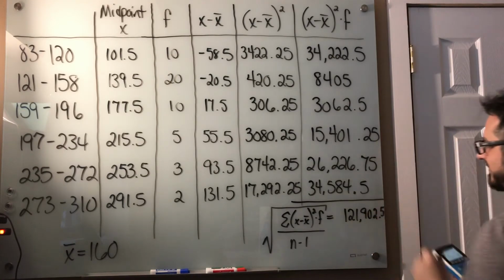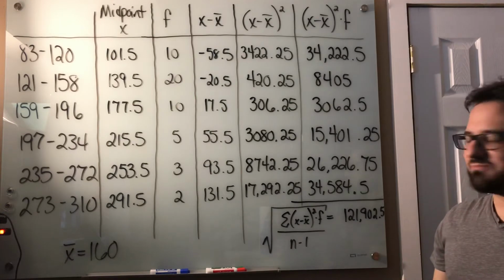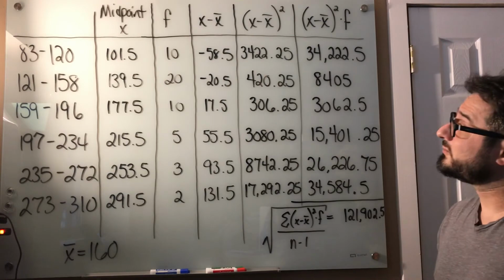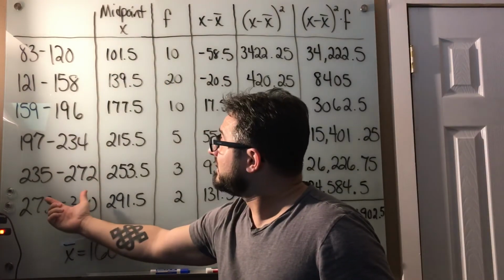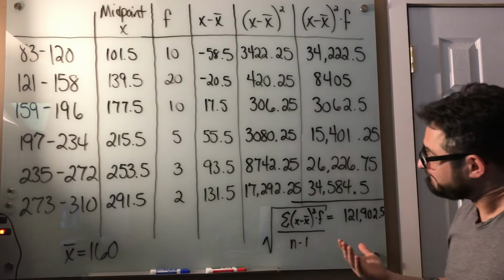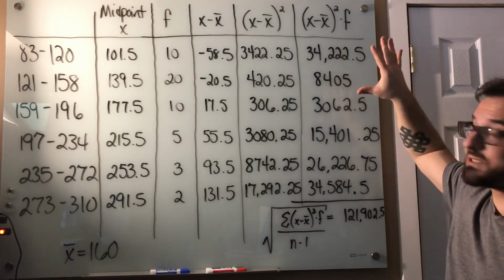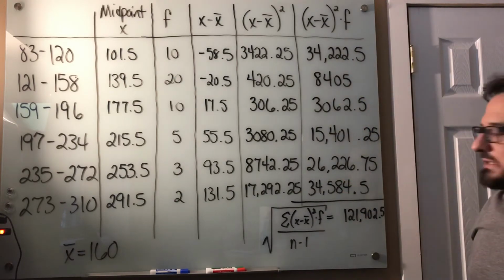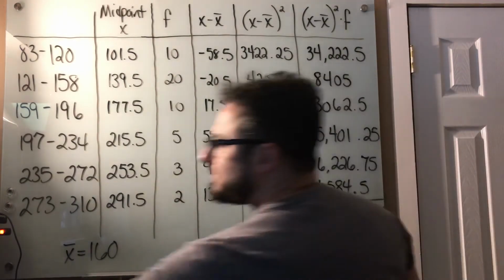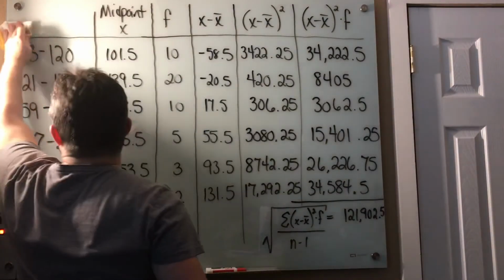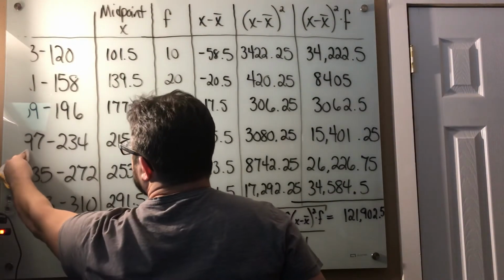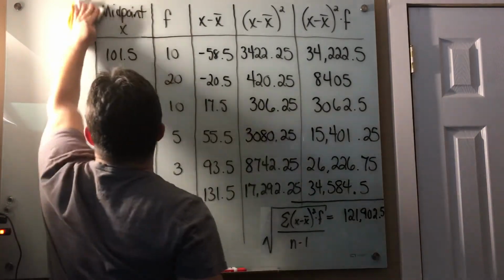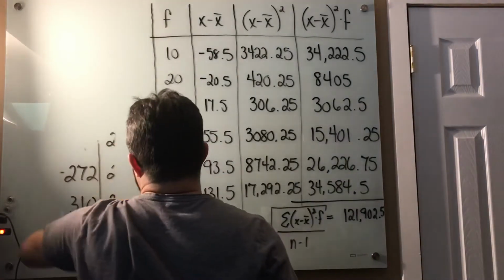121,902.5. Now, yeah, that's a large number, which should not be terribly surprising, considering that we're looking at some fairly large numbers, and there are 50 of them, and this is adding up the squared distances for 50 numbers. Yeesh. It's going to be a big number. Now, we're not done with it yet. Again, that's just the numerator of the standard deviation fraction.